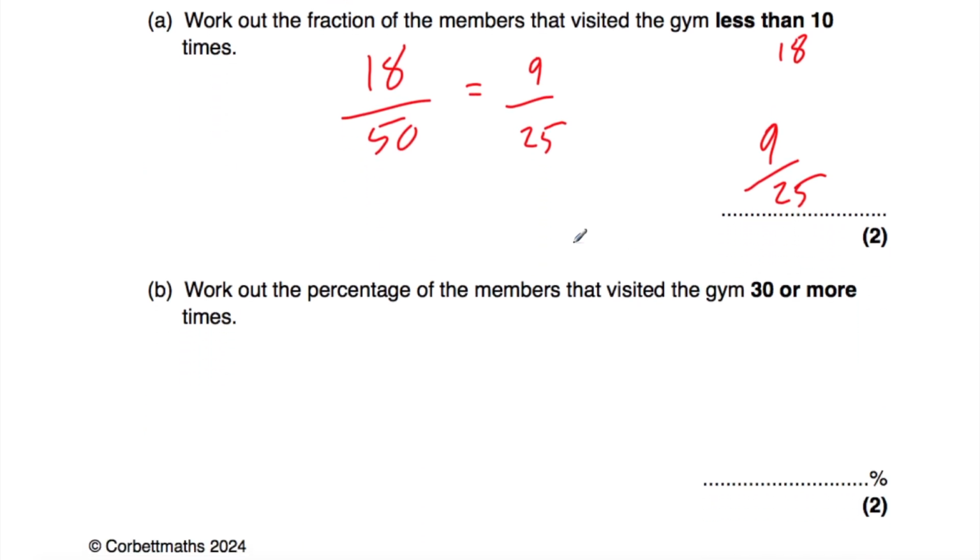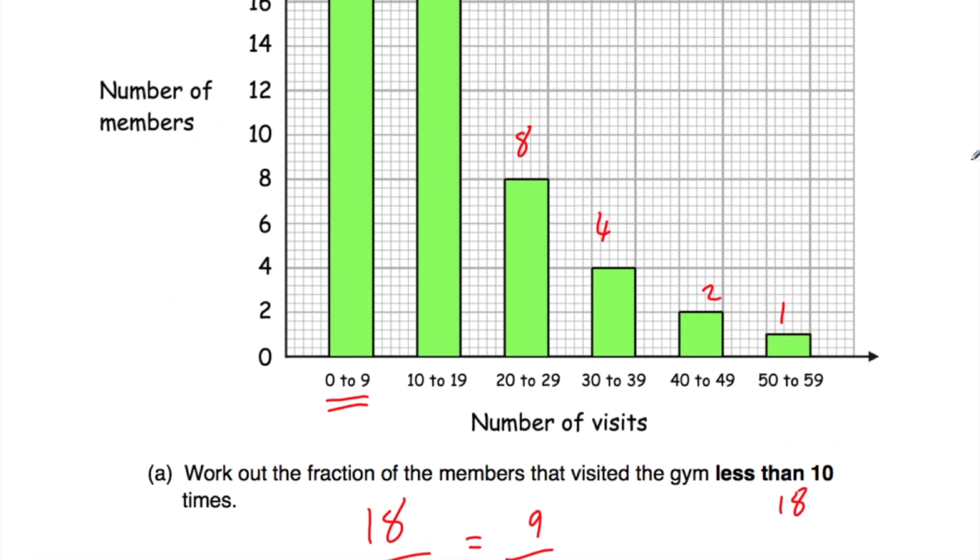Okay, part B. Part B says, what percentage of the members visited the gym 30 times or more? So 30 times or more. If we have a look here, 30 to 39, that would work. 40 to 49 times, that would work, it's 30 or more. And 50 to 59 times. So all of these members visited the gym at least 30 times.